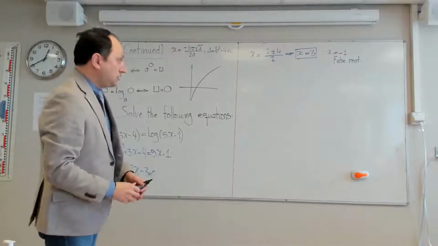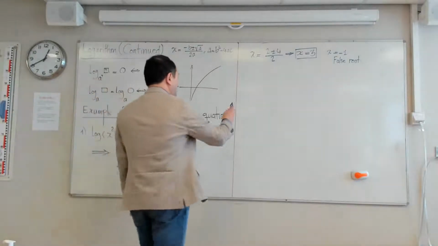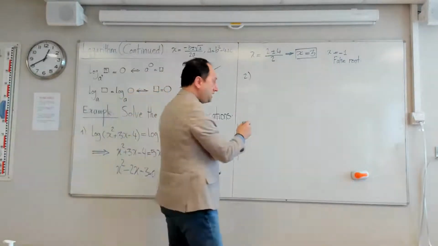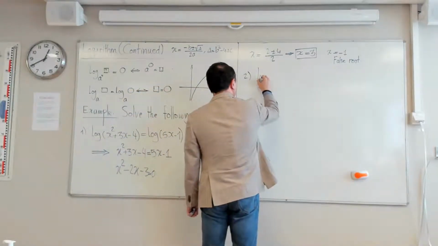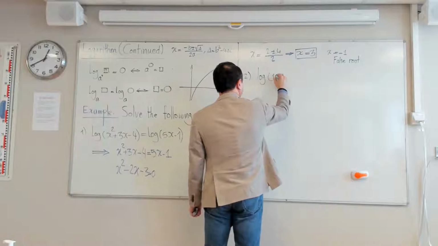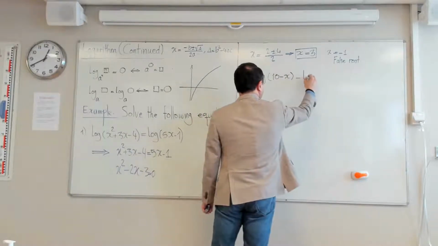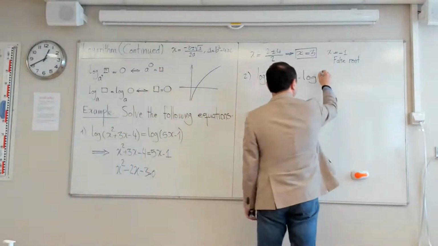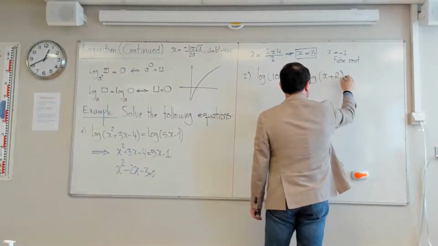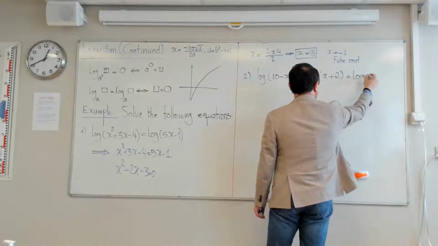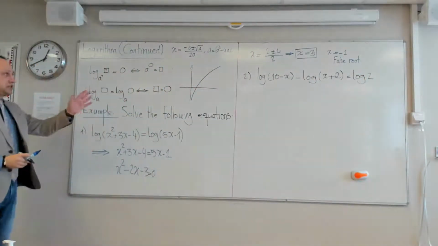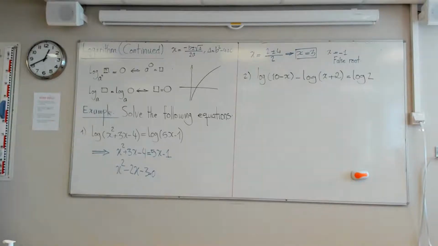The next question is also at the level of the book. So let me write it for you. 2 log of 10 minus x, minus log of x plus 2, is equal to log of 2. This is exactly a standard level at the level of your book. It's not hard.